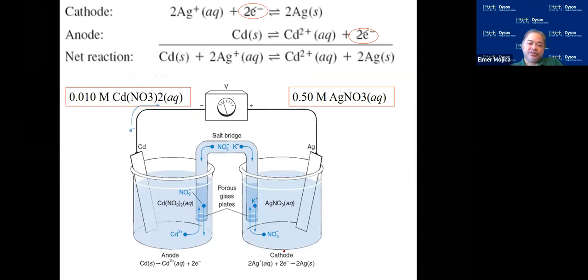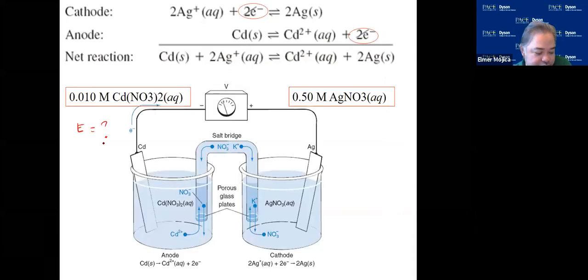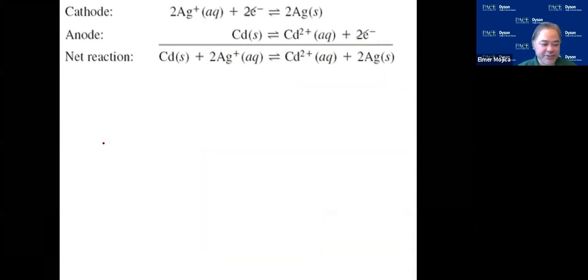So here now, how are we going to solve for the E here? So if we have this system, how are we going to get the cell potential for this? So the way that we're going to do that, we can do it the long way or we can do it the short way. Okay. So the way that we're going to do it is we need to know what is this, and this one.